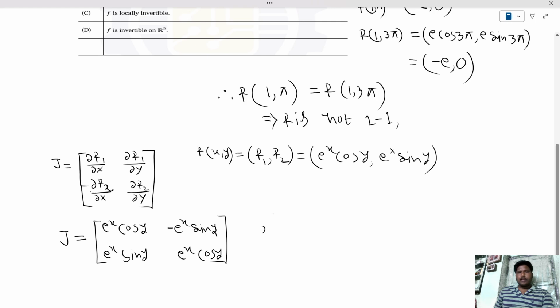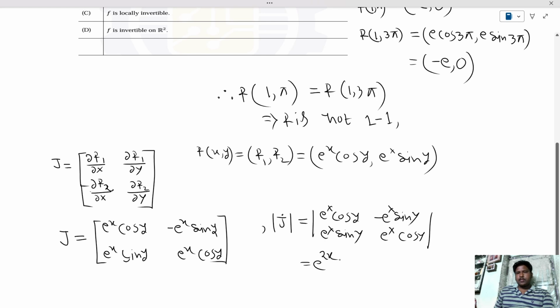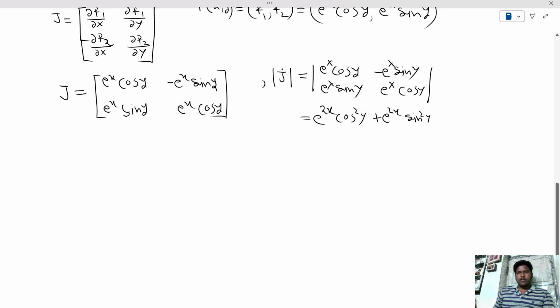अगर हम Jacobian matrix का डिटर्मिनेंट निकाले तो क्या देगा? डिटर्मिनेंट ऑफ e to the power x cos y and minus e to the power x sin y and e to the power x sin y and e to the power x cos y. So what will be the expression? It's e to the power 2x cos square y plus e to the power 2x sin square y. Okay, so we will get, therefore determinant of Jacobian is e to the power 2x, which is greater than 0, not equal to 0 obviously.